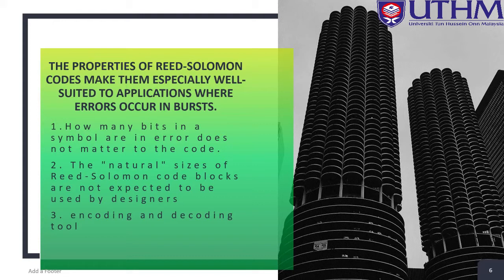Number two, the natural size of a Reed-Solomon code block is not expected to be used by a designer. A technique known as shortening produces a smaller code from a larger code of any desired length. The commonly used (255, 251) code, for example, can be shortened to (160, 128), and the removed portion is not transmitted. The same portion of the block is filled locally with binary 0 in the decoder. The third one is that it is better for the designer to use it as an encoding and decoding tool because of its ability to correct both burst errors and erasures.